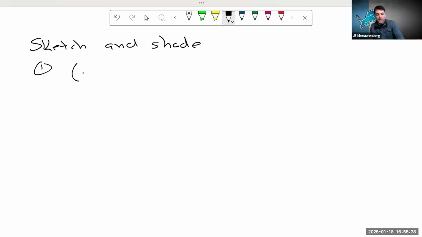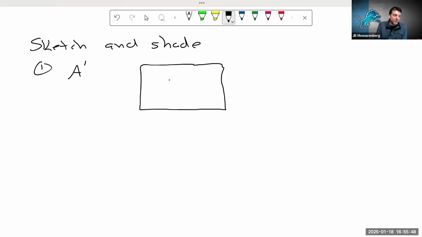I'm going to start with a very simple one, and it's going to be A prime, okay? So if we make A, this is really simple. Here's our universal set. If this is set A, where would we shade to represent the complement of A? We would shade all of this area outside of A. So that would be the complement of A. If A is in the circle, A prime is everything that's outside of the circle, but inside the universal set.